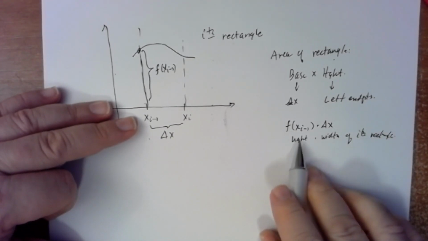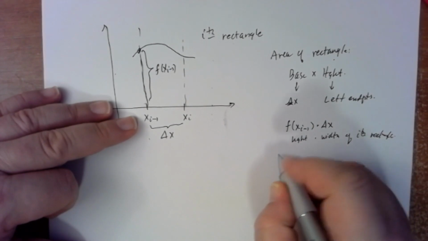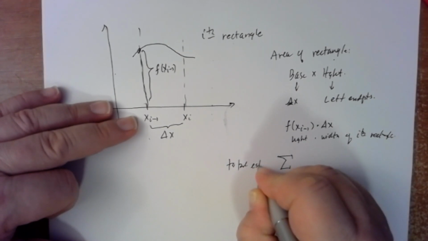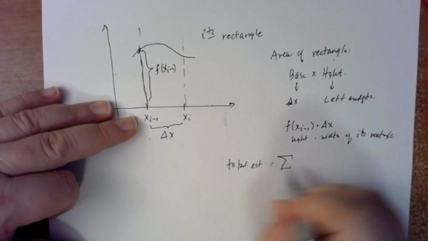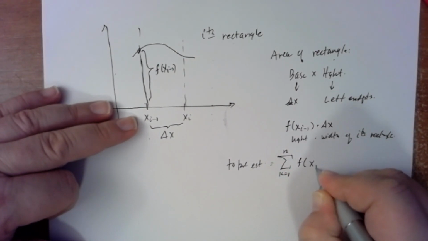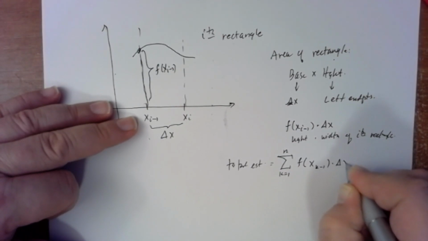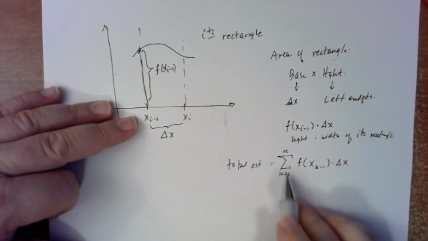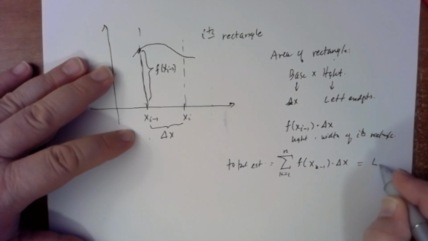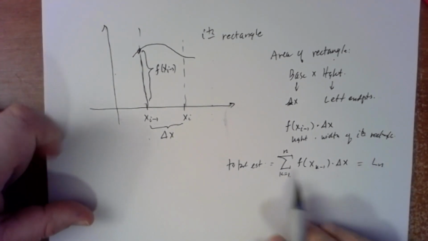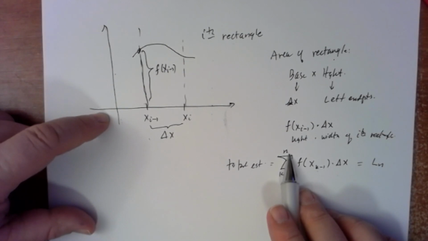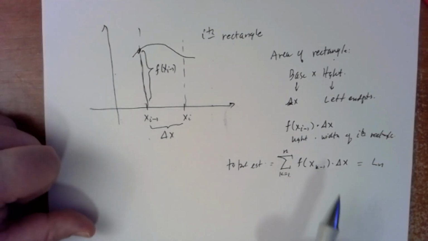Good. Therefore, if you sum all these together, what do you get? You would have the sum, the total estimate is the sum k equals 1 to n of f of x sub k minus 1 times delta x. Okay, so this is just summing through your n rectangles, right? And so this is a left estimate using n rectangles. So you could imagine, right, putting in n equals 10, n equals 50, n equals 100, and summing this all together.